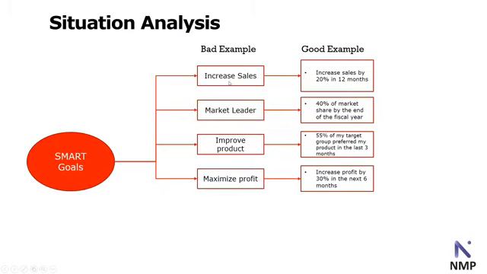A quick example, a bad example is "increase sales," which is very generic. I mean, okay, increase sales, what does it mean for our business? A more specific and better example would be to increase sales by 20% in the next 12 months. It's time sensitive, achievable, measurable, all the acronym of the SMART word is in here. It's very specific, not generic at all.